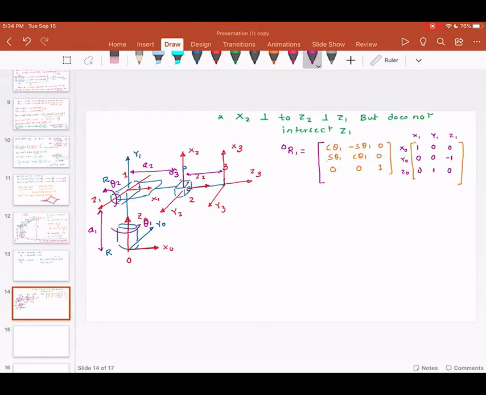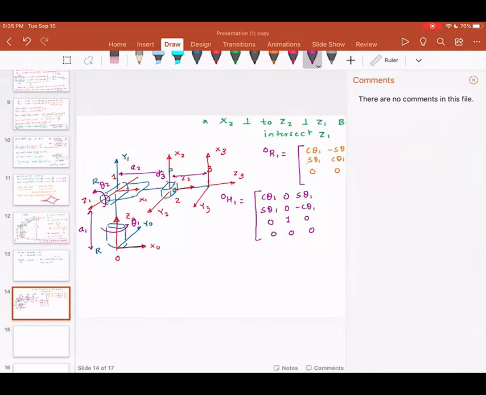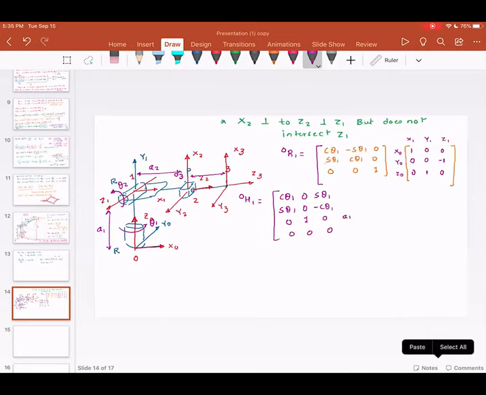So when I write down the homogeneous transformation matrix, 0H1, first row, first column, first row, second column, first row, third column, second row, first column, second row, second column, second row, third column, third row, first column, third row, second column, third row, third column, 0, 0, 0. Now A1 is the distance along z0. So this is going to be A1. This is 0, 0, and 1. This is going to be my first homogeneous transformation matrix.